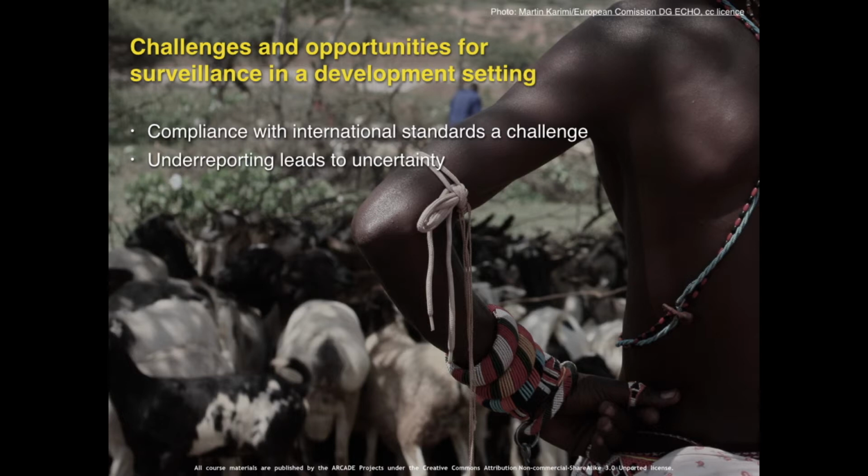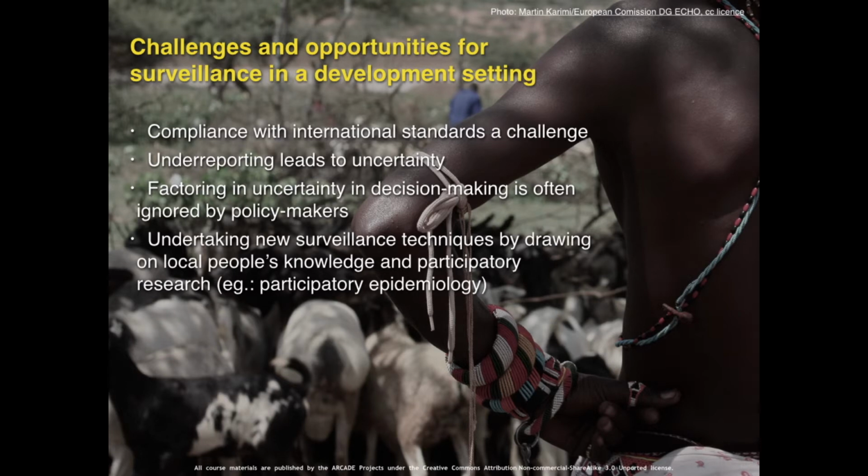Policymakers demand surveillance data to help them identify potential risks and to claim the use of evidence-based policymaking, but uncertainty is often ignored in this approach. Because of this, new techniques for animal disease monitoring are being explored. These include looking at how to undertake surveillance through drawing on local people's knowledge and through participatory research. For instance, participatory epidemiology is increasingly used as a method for surveillance to improve animal disease management by involving the animal-owning community in defining the problems, making decisions, and developing solutions.